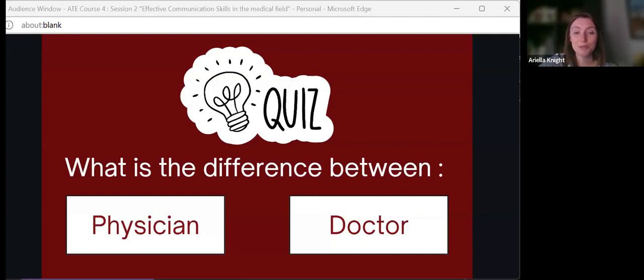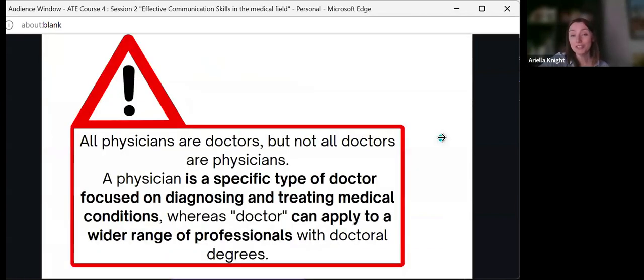What is the difference between a physician and a doctor? All right, let's see. All physicians are doctors, but not all doctors are physicians. A physician is a specific type of doctor focused on diagnosing and treating medical conditions, whereas doctor can apply to other professionals. This is why it's a trick question. You can be a doctor of something, like a doctor of history. It means that you've received your PhD in history.